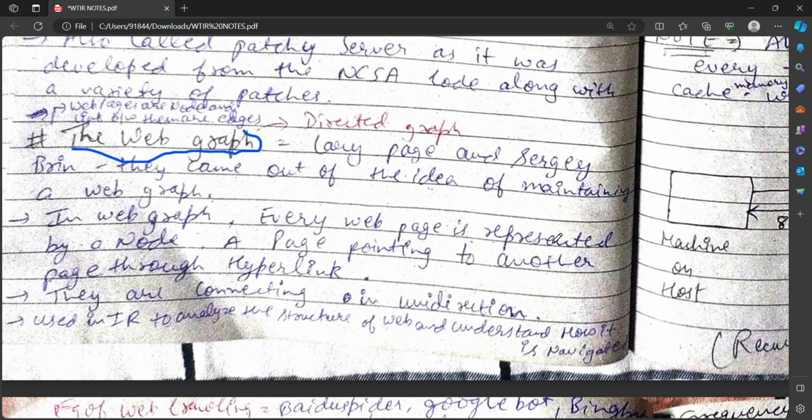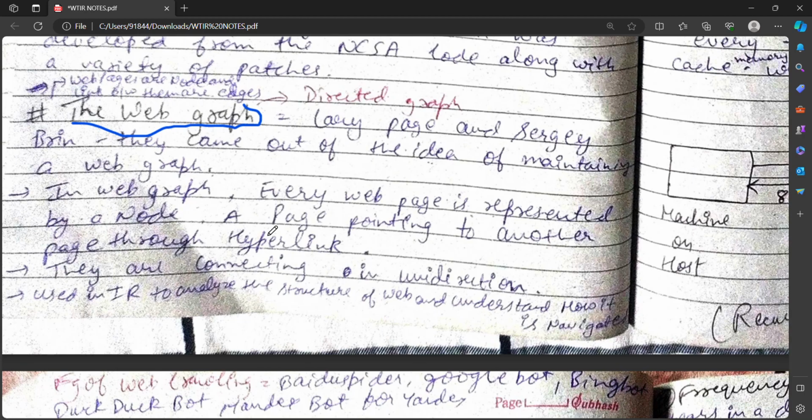Web graph, I told you, is a directed graph which has directions. Larry Page and Sergey Brin, I think these are the founders of Google. I am not confirmed about that, but yes, they came up with the idea of maintaining a web graph, and this is a directed graph, as I told you, which has a direction.